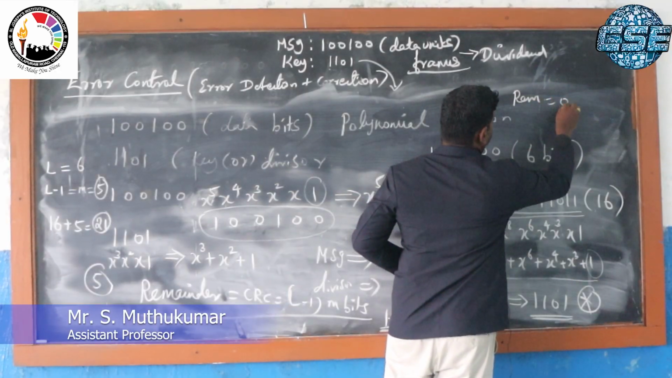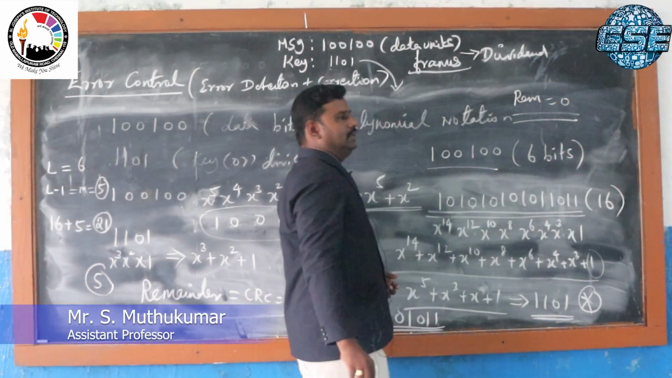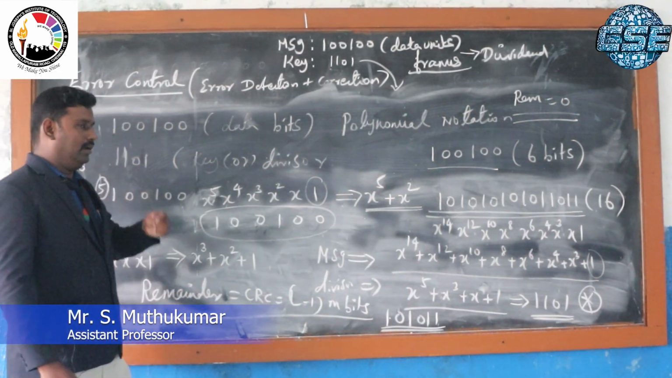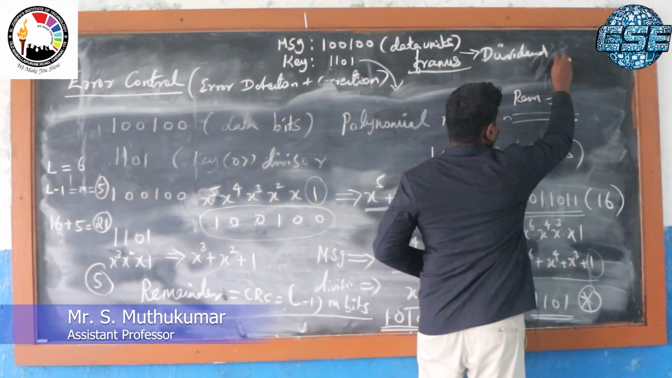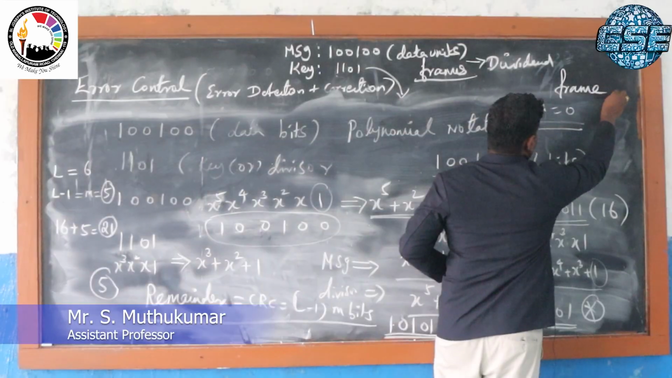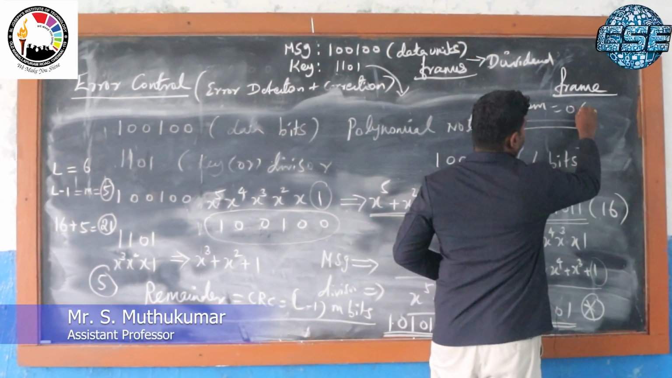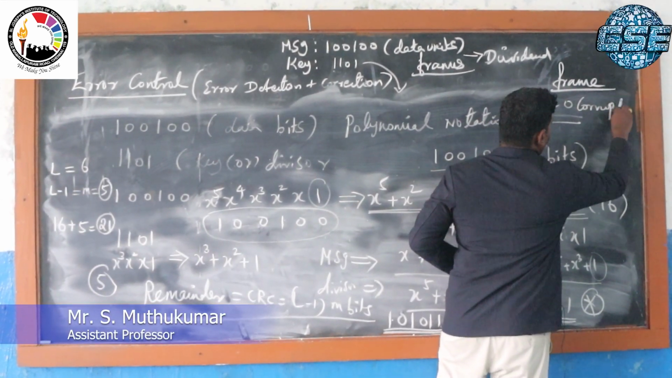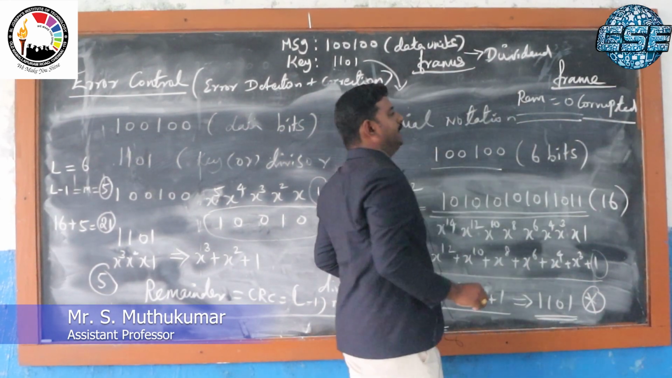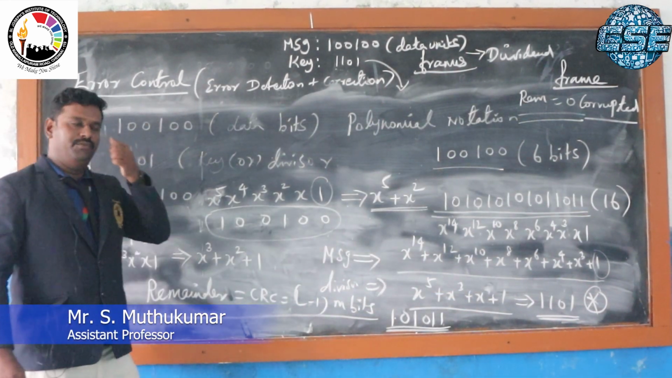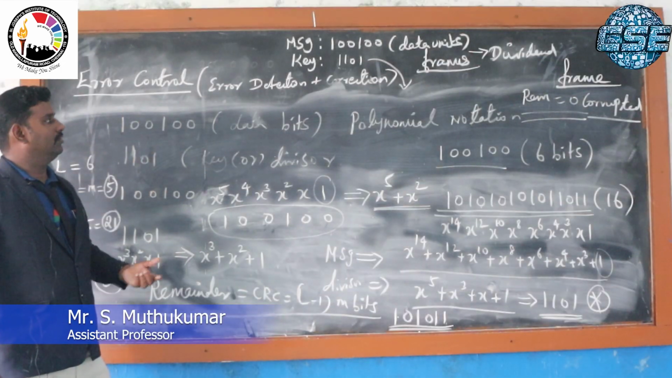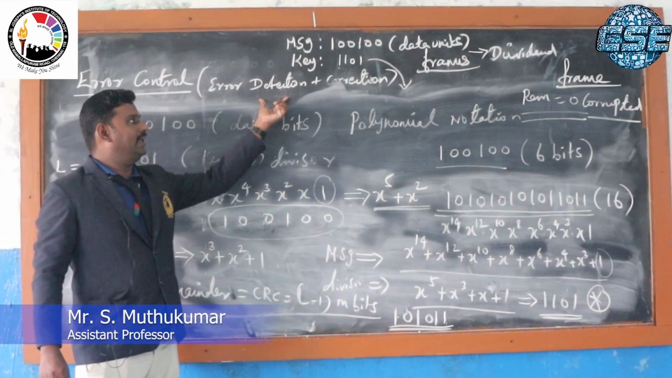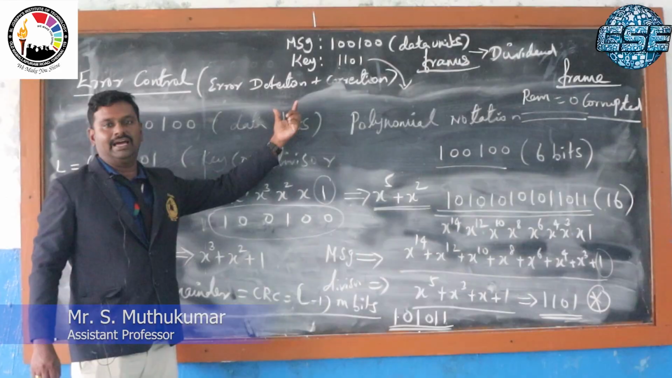The remainder value will be 0, all zeros. If you are getting any nonzero remainder value, it means that the frame is corrupted. That frame is corrupted, so you have to selectively retransmit that frame itself. That is the topic of error control. So we detect the error as well as try to correct the errors.